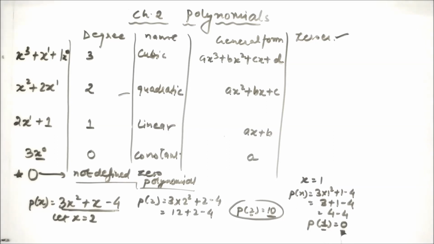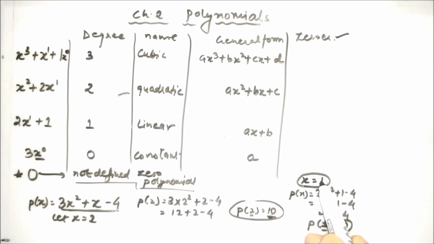Now when the value of the polynomial becomes 0, we say this value of x is a zero of the polynomial. So what is a zero of a polynomial? A zero of a polynomial is that value of x or the variable for which the value of the polynomial becomes 0. I hope you understood the difference between the value of a polynomial and the zero of a polynomial. So x is equal to 1 is one of the zeros of this polynomial.